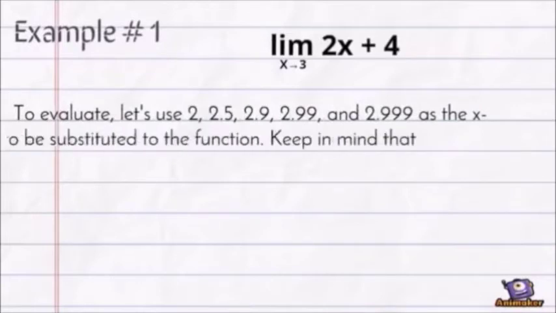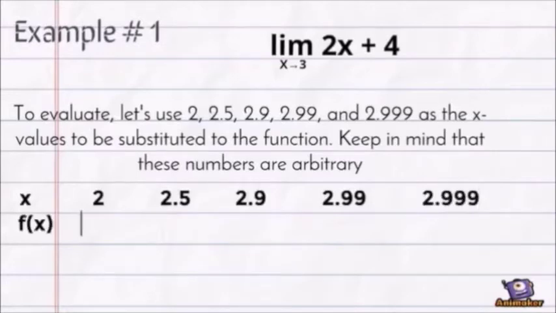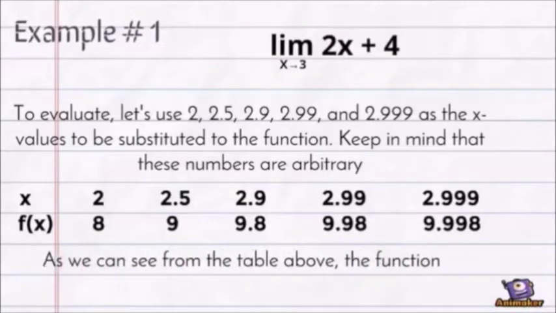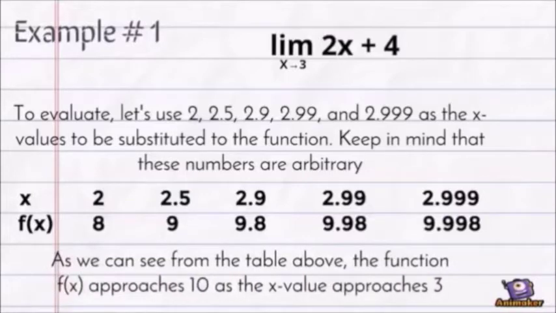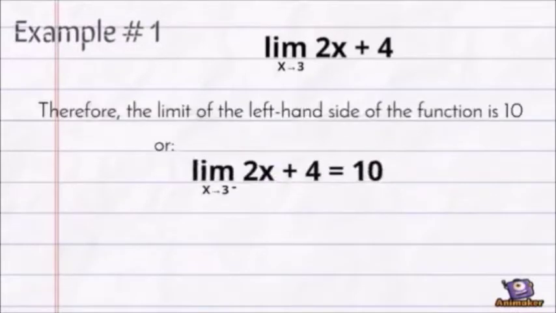To evaluate, let's use 2, 2.5, 2.9, 2.99, and 2.999 as the x values to be substituted to the function. Keep in mind that these numbers are arbitrary. As we can see from the table above, the function f of x approaches 10 as the x value approaches 3. Therefore, the limit of the left-hand side of the function is equal to 10.